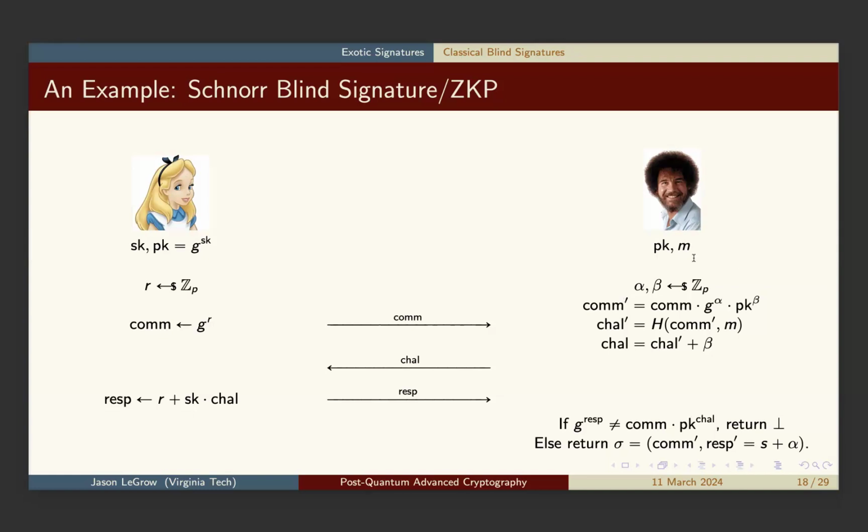That's basically the idea. So this looks, if you're familiar with Fiat-Shamir, which many of you are, a little bit like Fiat-Shamir. That's where the challenge is coming from. But there's also a blinding component. So there's sort of two modifications.